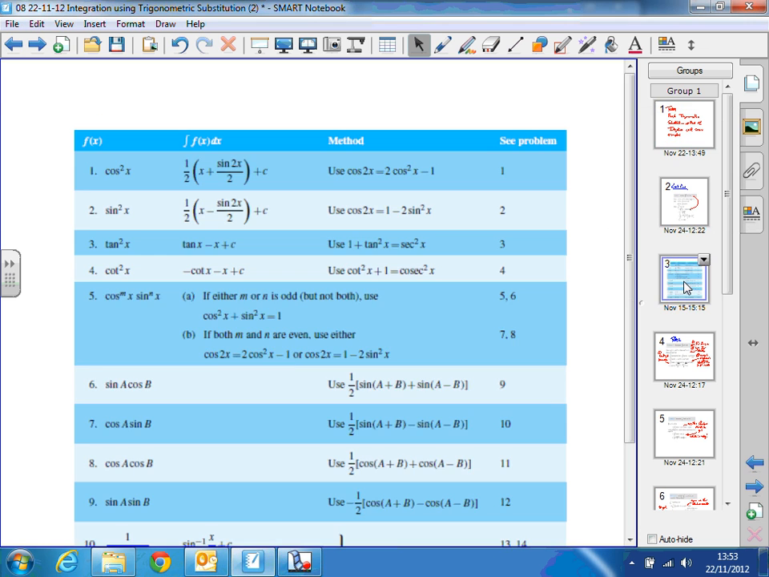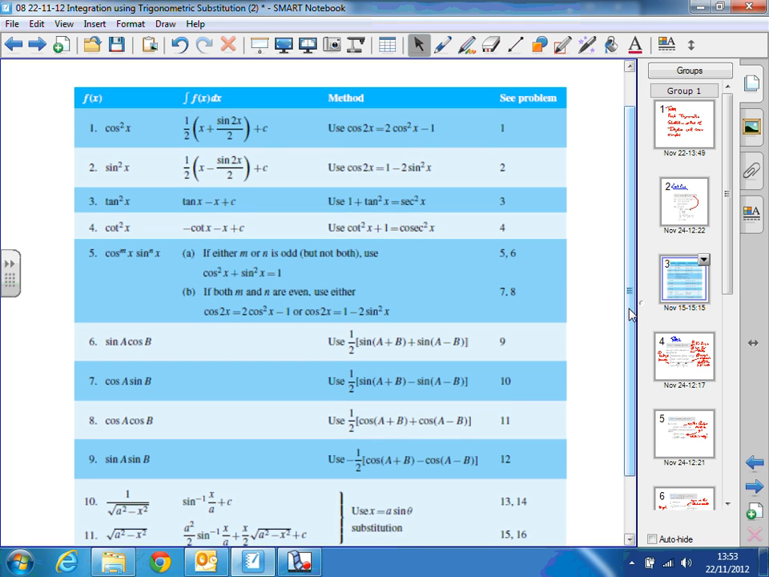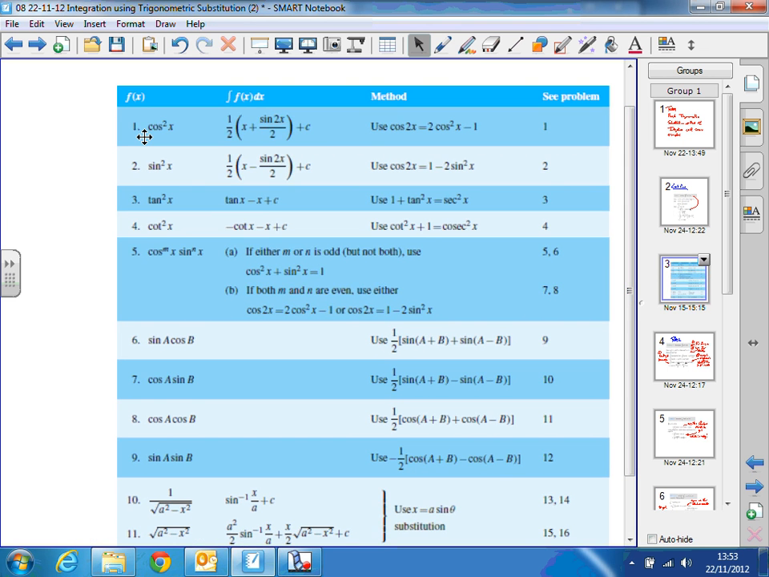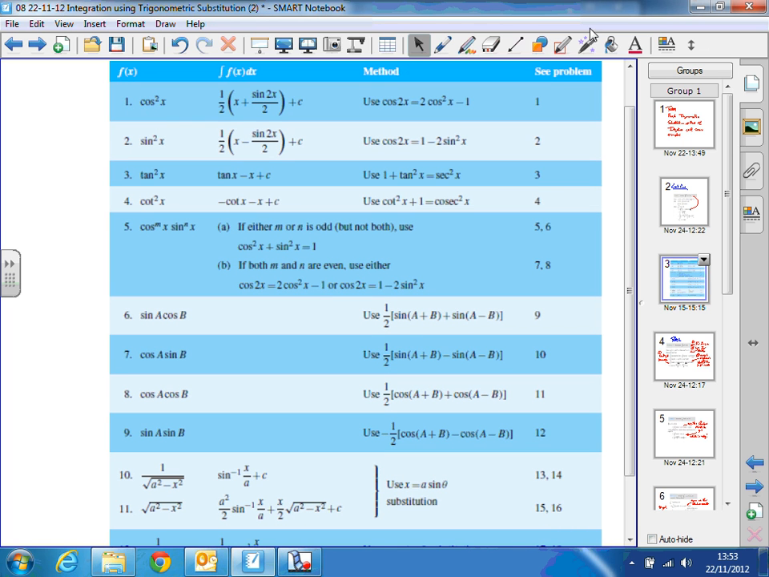We started looking at these last week. Here are some of the examples of the sorts of times you'd use a trigonometric substitution. If you've got cos squared x, you'd use a particular substitution, and so on. Tan squared x, and this is an interesting one that we'll come and have a look at.